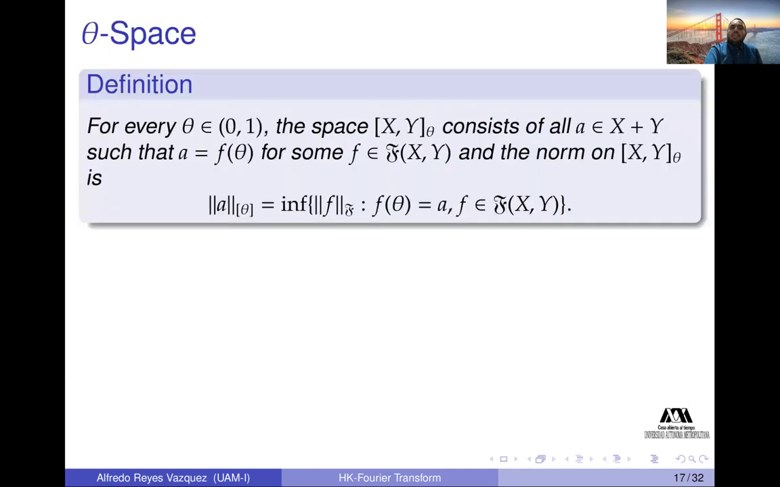Now, for each theta between 0 and 1, we define a theta space of all elements in the sum such that there is a function f in the space F for which this equality holds, and we define the norm of an element in this theta space by this definition.